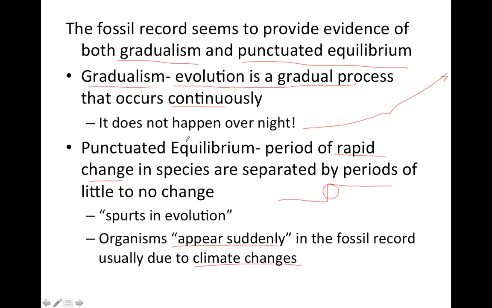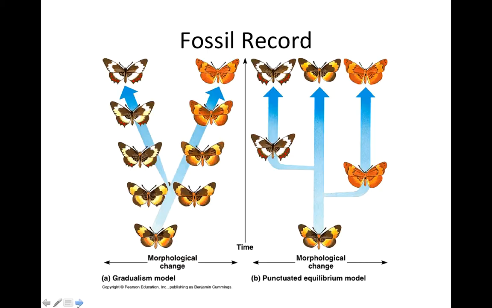So there are two types of fossil record patterns: gradualism happens over time, and punctuated equilibrium happens rapidly. Here are two of our models. The one on the left is showing gradualism. Gradually we are changing. And then on the right is punctuated. We start with this one, and all of a sudden change to an orange color, or all of a sudden change to a white and brown color.